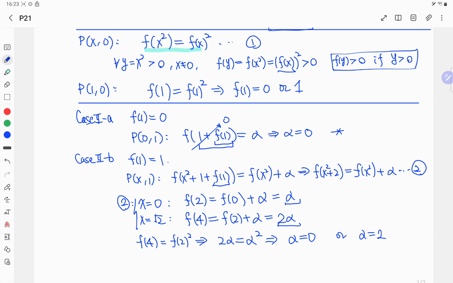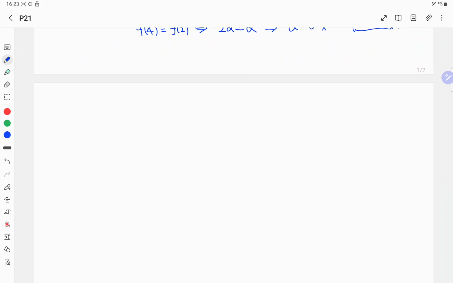Okay, similarly, for this case 2, alpha is not equal to 0. So we would like to reject alpha to be 0. So we have alpha to be 2. So okay, here let's try to plug in 2 to the original function equation.